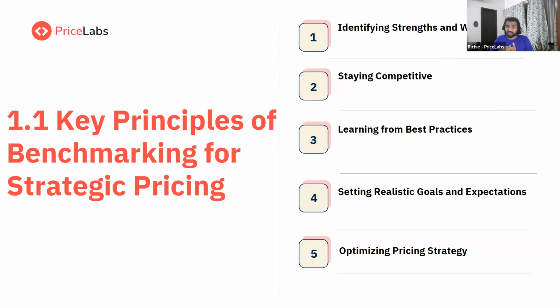Setting realistic goals and expectations is an important part of benchmarking, and especially future-looking benchmarking. We can set goals based on historical data, right? But if the market is doing really well or worse off, looking at future benchmarking allows you to see either no one is getting booked or everyone's getting booked. And so you can realistically set your goals, right? And optimizing pricing strategy, again, PriceLabs does it, but it allows you to quickly see what's happening in the market.